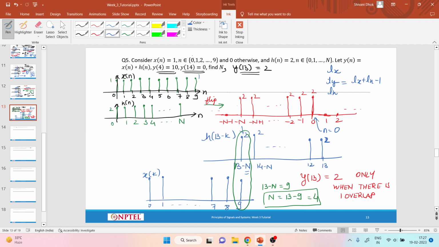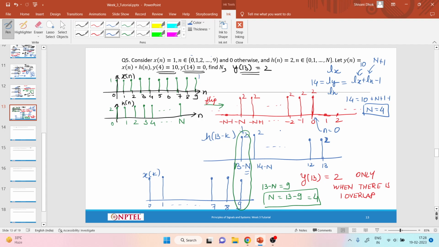That is my y of n will be ranging from 0 to 13, which means that this value is 14. Your Lx is given as 0 to 9, which means 10, and Lh we need to find, and actually this will be equal to n plus 1 because your h of n is non-zero from 0 to n. So if I do this, 14 is equal to 10 plus n plus 1 minus 1. So my n is equal to 4. Again I am getting the value of n as 4.